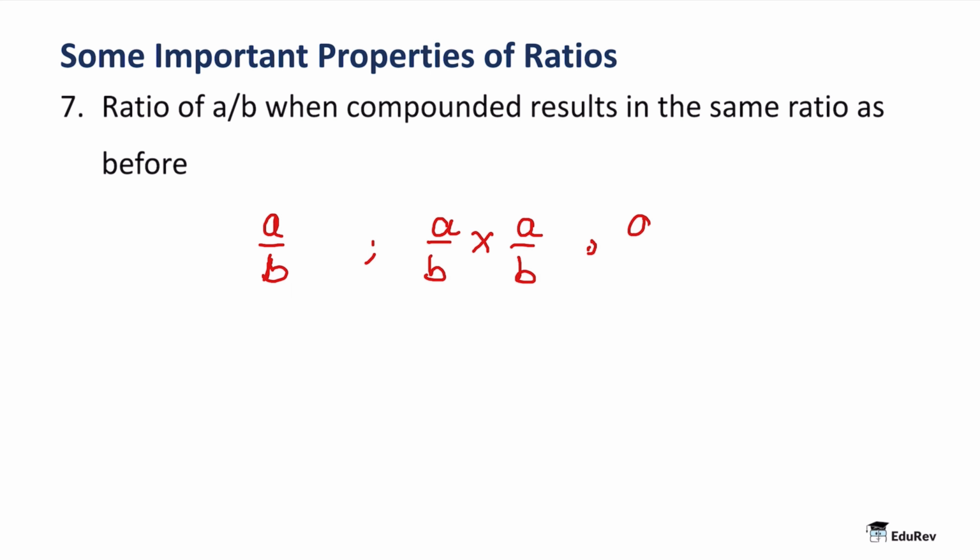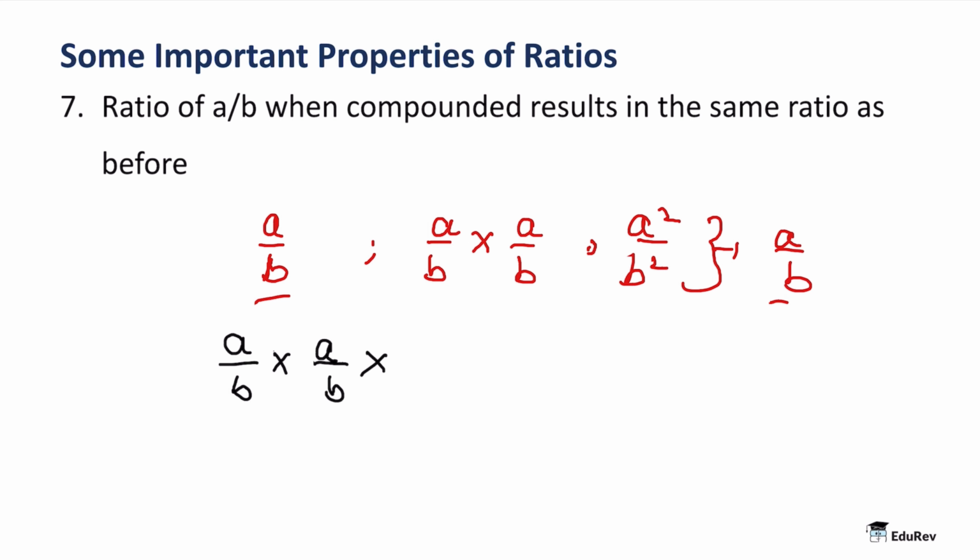This becomes A square by B square. Now again, the ratio of this once again comes out to be A by B. Therefore this and this are same. But once again, if I divide A by B into A by B into A by B, this becomes A cube by B cube, and once again the ratio comes out to be A by B.